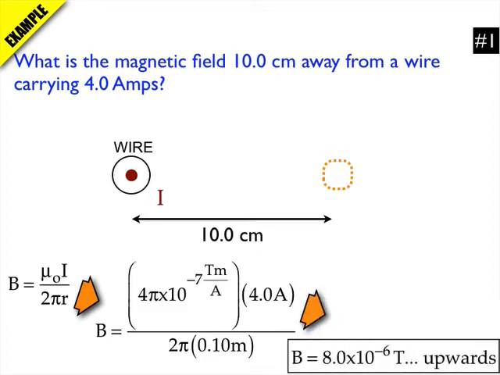When I solve all this, that gives me 8 times 10⁻⁶ Teslas, and it's upwards. And here's how I know the direction's upwards. It's not because it's a positive answer, it's because of the closed right-hand rule. In the closed right-hand rule, the thumb is the direction of the current, or the direction of positive charge, either way. So it's coming out of the page at you.